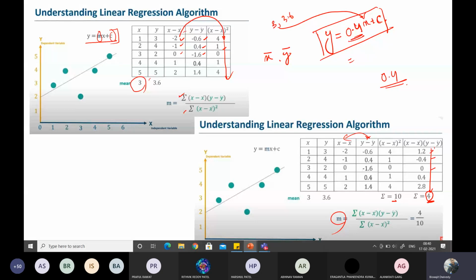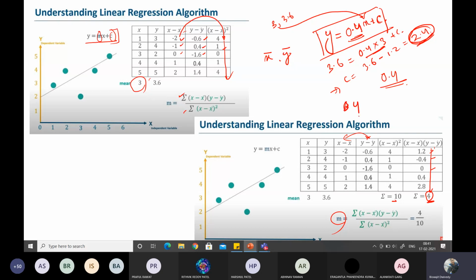So here if you are using this thing, 3.6 is equal to 0.4 into your 3 plus c, then c becomes 3.6 minus 1.2. Okay, c becomes 2.4. So the c value I can find out is equal to 2.4. So finally I can write down the equation like this.